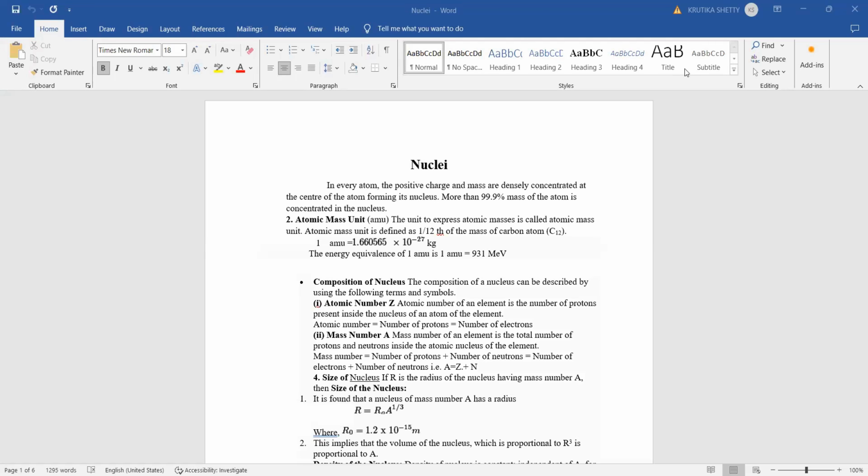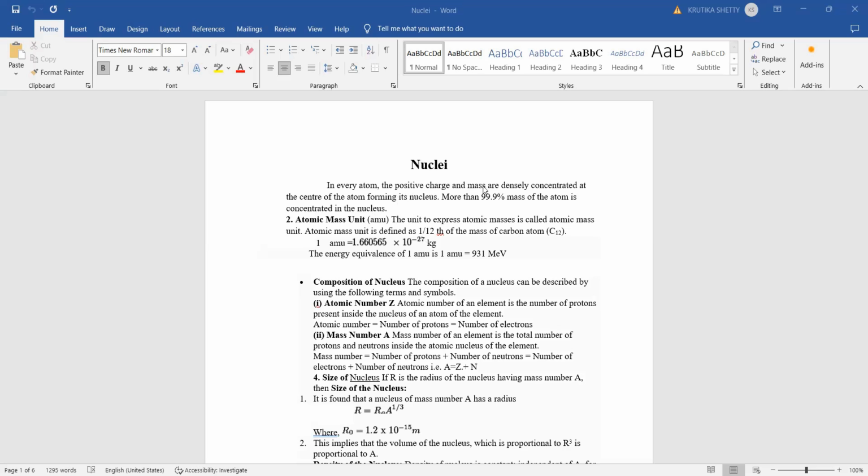So let us see first in this chapter, that is nuclei meaning. That is, in every atom, the positive charge and mass are densely concentrated at the center of the atom, and that is called as the nucleus. Here, more than 99.9% of the mass of the atom is concentrated in the nucleus. So here, how the mass of the nucleus can be measured.